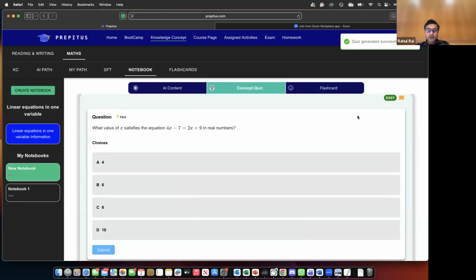Here you can see an easy question for a concept quiz has been generated. I want you to focus on this and give me the answer that you think is right. This is a very simple question. You have to rearrange and solve for x. This is one of the simplest things, an easy question in linear equation in one variable. So please solve this and give me the answer.